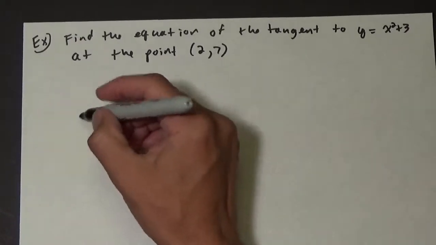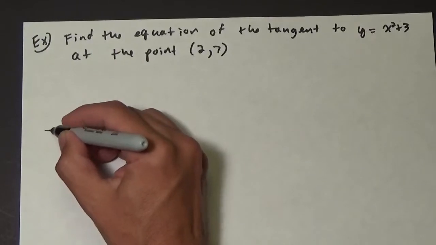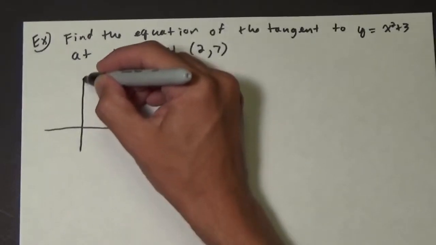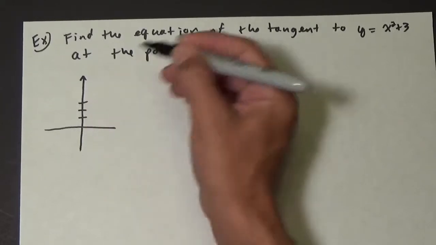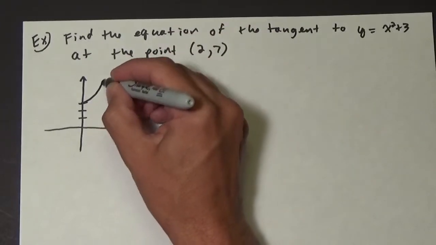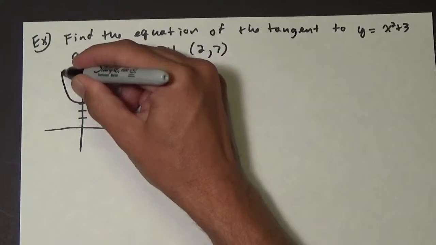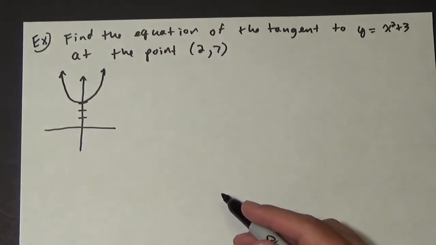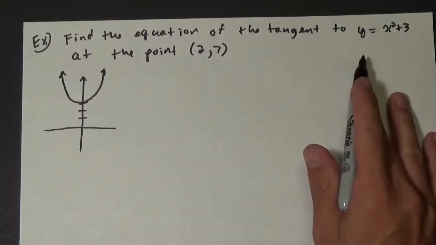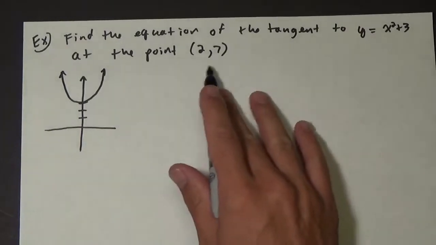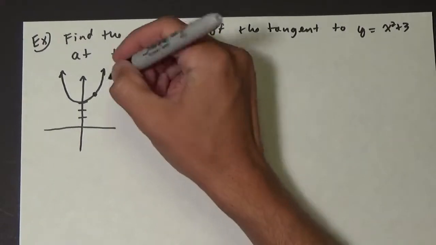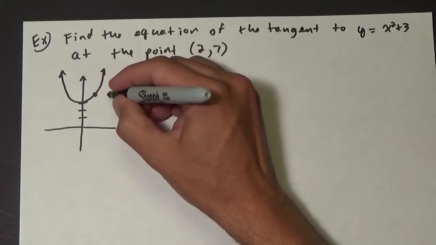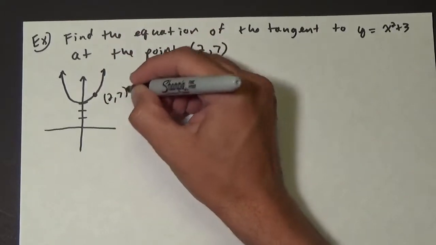Alright, so this question is asking us, we have some function here. So x squared plus 3, we know what that looks like. You go up 3 units, we have a parabola. And one point on this equation, y equals x squared plus 3, is the point (2, 7). So let's say it was right there. There's the point (2, 7).